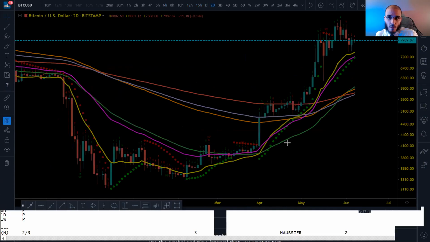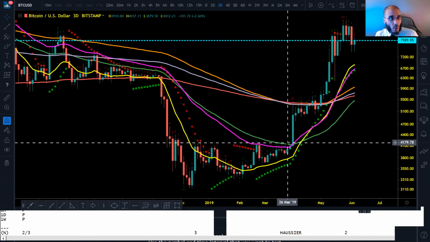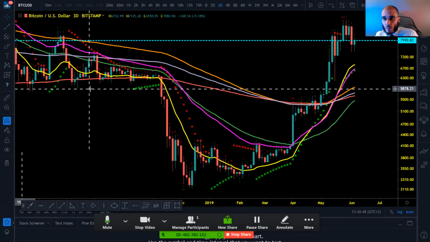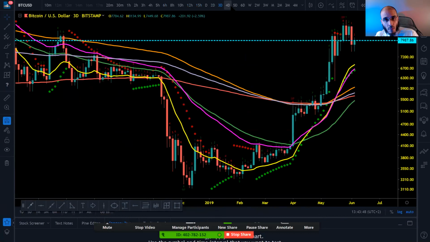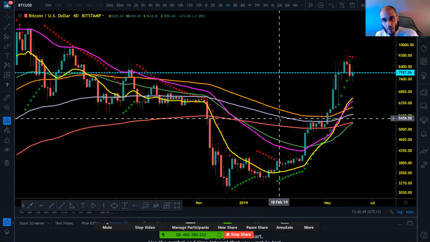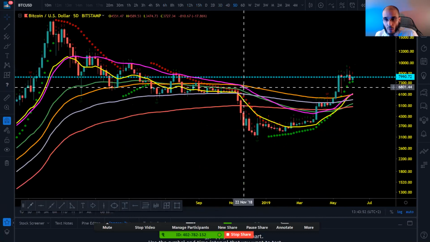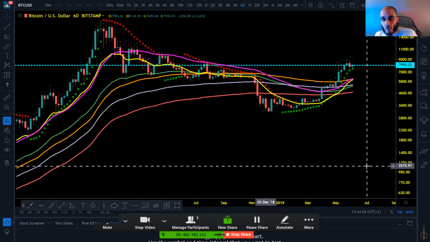3 days, you're on a 2 down without confirmation, if I'm not mistaken. Yes, I think that's right. Not going to check, but I think it's right. 4 days, you're on a 2 down without confirmation. 5 days, you're on a 2 down without confirmation. 6 days, you're on a 5 up with confirmation. So 6 days is still bullish.